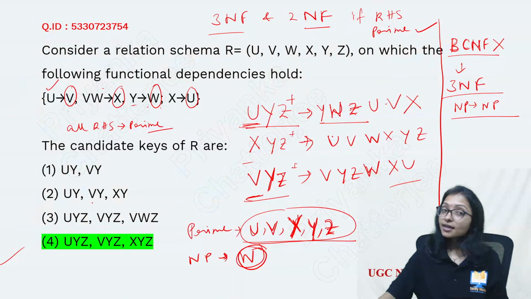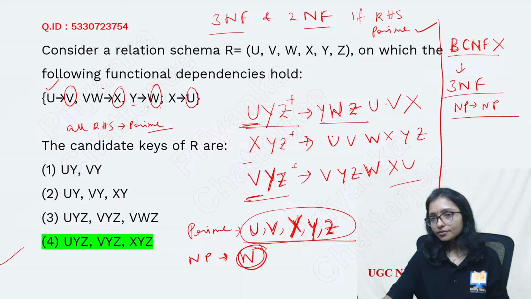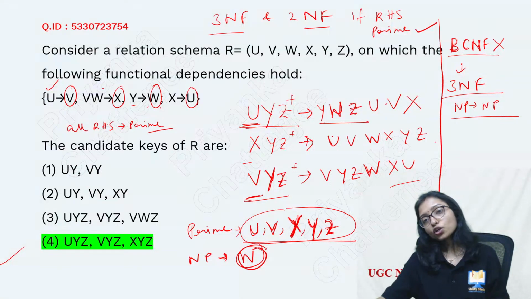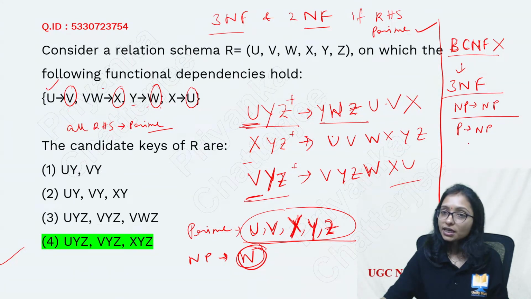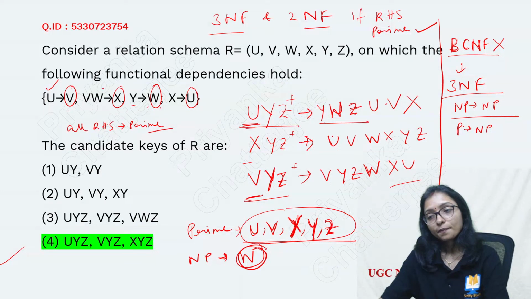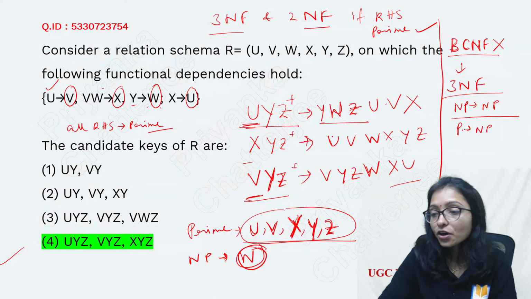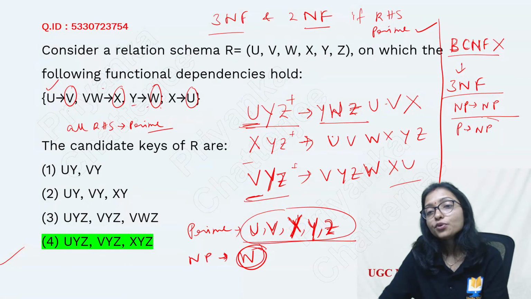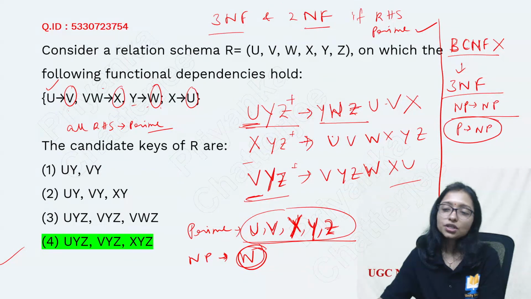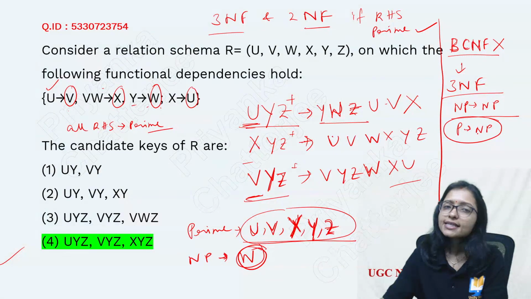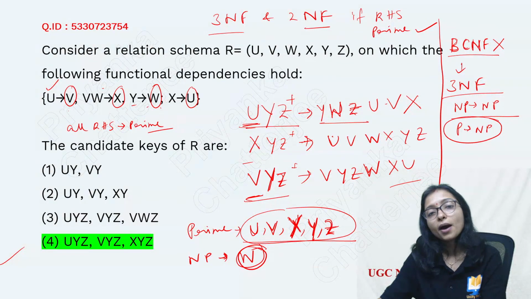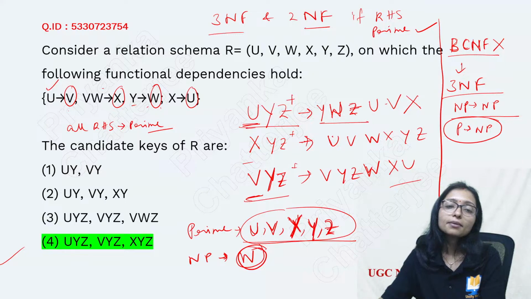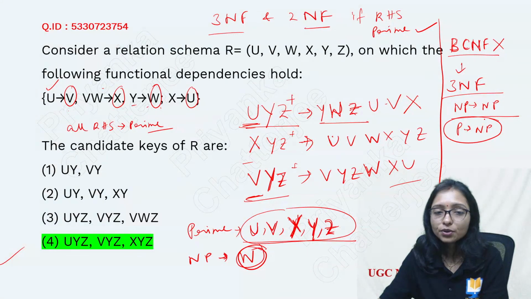All right, the right hand side is prime here. Now for 3NF, not only this, I have to check prime to non-prime also, because for 2NF I have to check it. Is it in 2NF or 3NF? Both. Prime to non-prime, one thing I have to check: is any part of a candidate key determining any non-prime attribute?